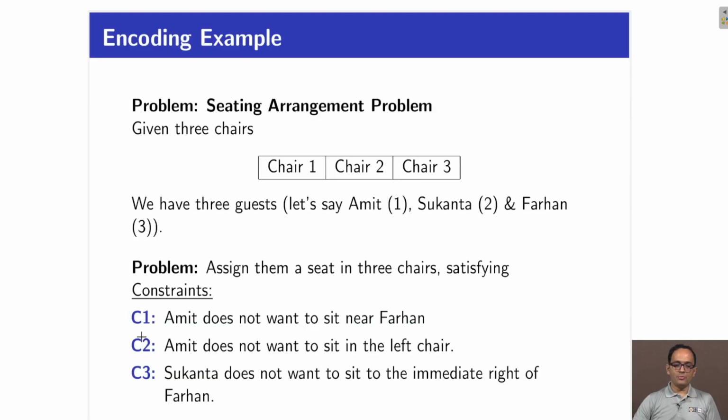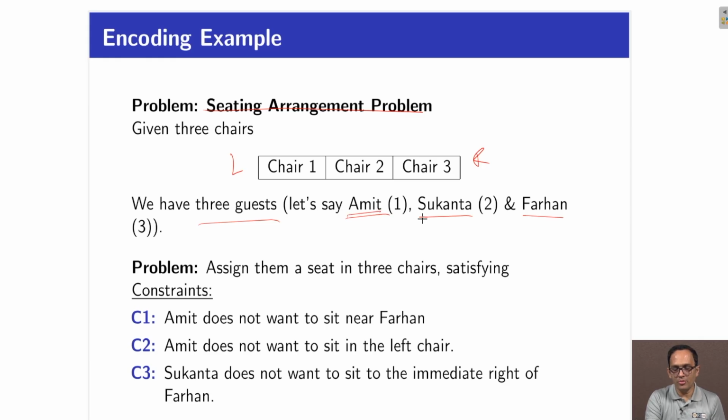So I will take a simple problem and show how I can encode this into a satisfiability problem in propositional logic. Okay. So, the problem is called the seating arrangement problem. You assume that there are 3 chairs, this is the left side, this is the right, and this is the middle one, right. So, you have 3 chairs and you have 3 guests, and you have to give them seats where they are going to sit. Let us say you have 3 friends, Amit, Sukanto and Farhan. They came here and they want to sit in these chairs. They can sit in any chairs logically, but let us say there are some constraints.